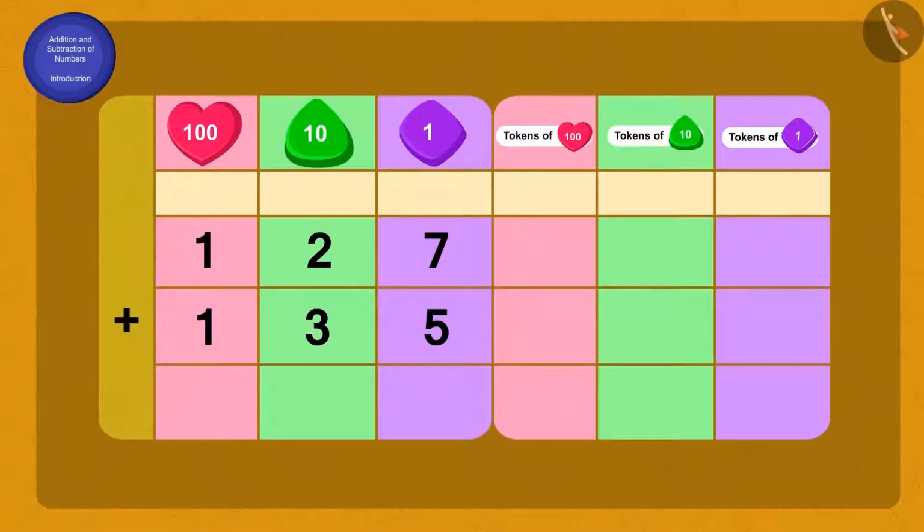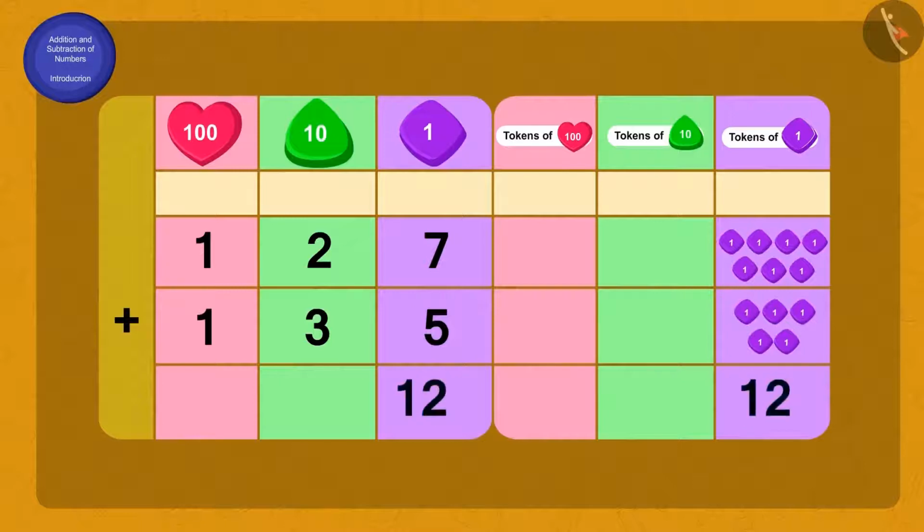What do we have to do first? Yes, by adding 7 ones to 5 ones, we get 12 ones. How will we write 12 ones? That's correct. Using the carryover method, 10 tokens of 1 can be written as 1 token of 10, as 1 in the tens place. And now how many tokens are left with us?